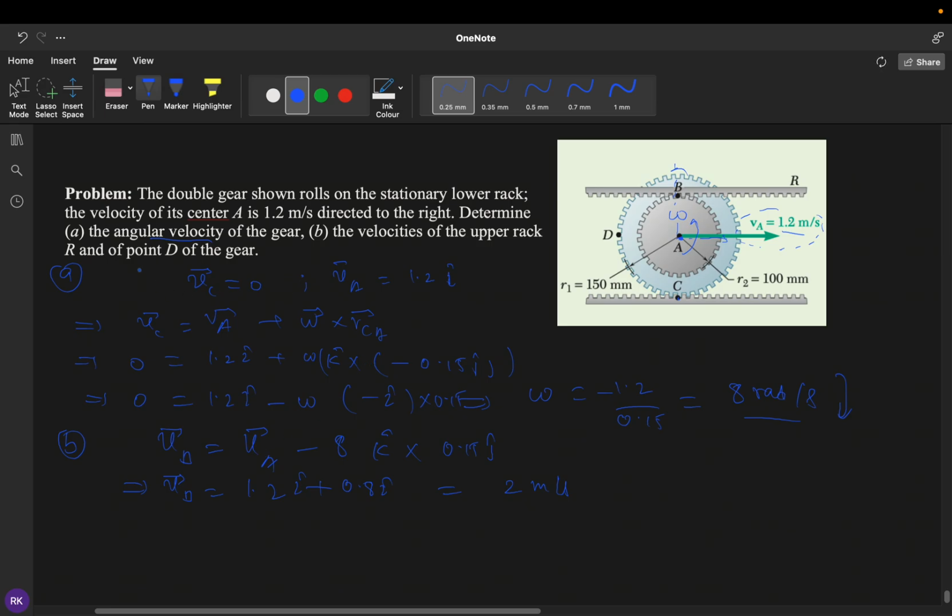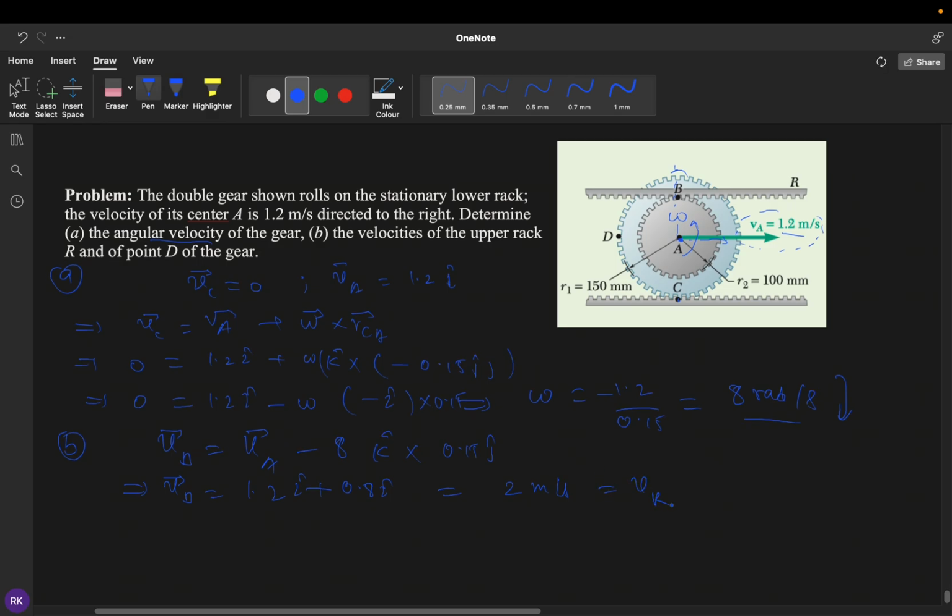Now, point B means the velocity of this rack, because there is no slipping. Now it is asking the velocity of point D. So you again do the same thing with respect to A. We will again use the same angular velocity. Now the distance is different.